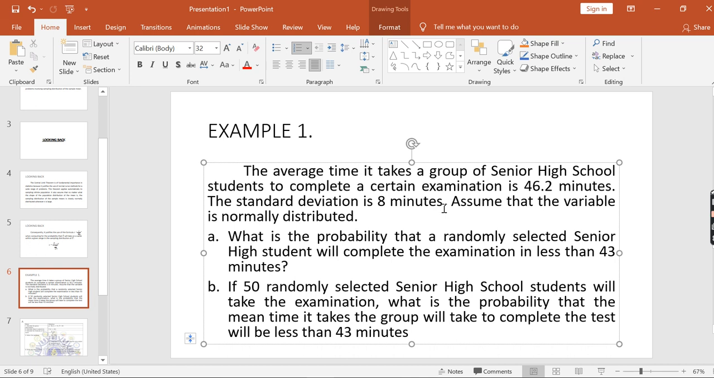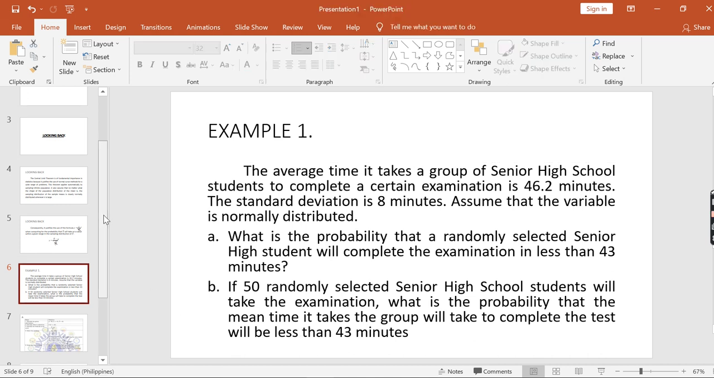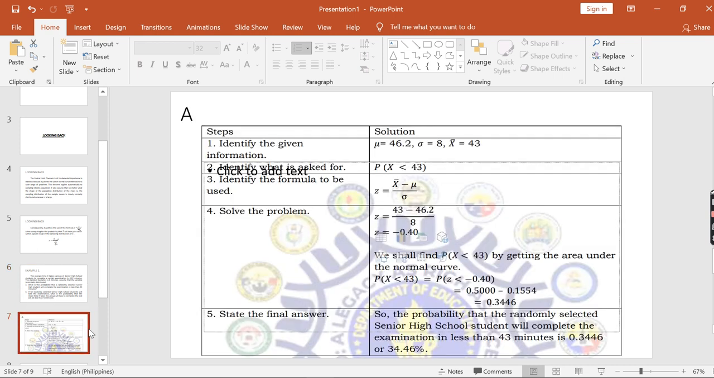For letter B, if 50 randomly selected senior high school students will take the examination, what is the probability that the mean time it takes the group to complete the test will be less than 43 minutes? Let's proceed with the solution before plotting the graph. First thing, let's identify the given information.